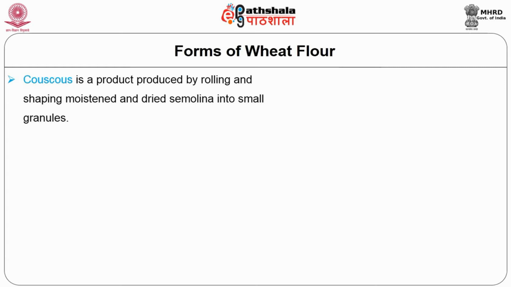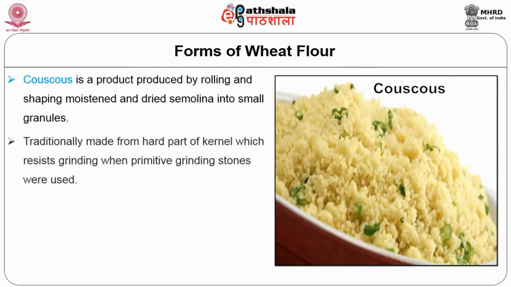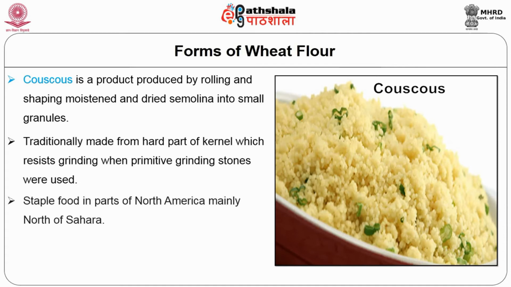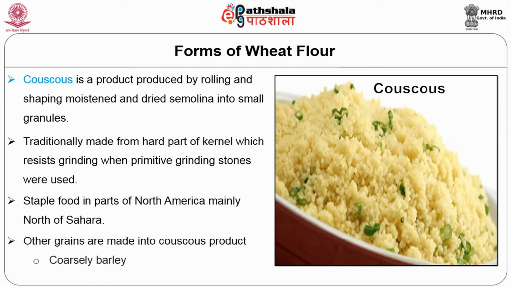Couscous is a product produced by rolling and shaping moistened semolina into small granules, which is then dried. Couscous was traditionally made from the hard part of the kernel that resisted grinding when primitive grinding stones were used. Couscous is a staple food in many parts of northern Africa, especially north of the Sahara. Today, other grains are also made into a couscous product, such as coarsely ground barley and rice.